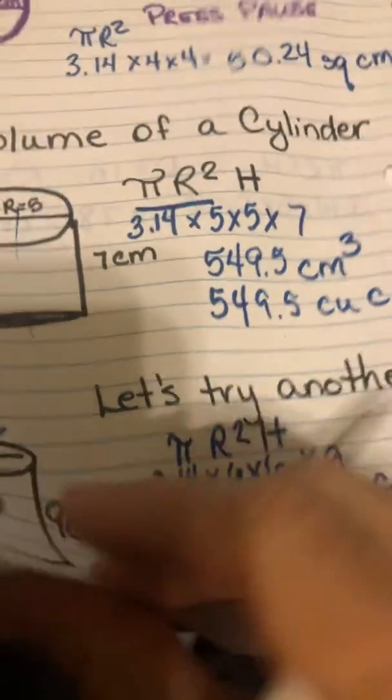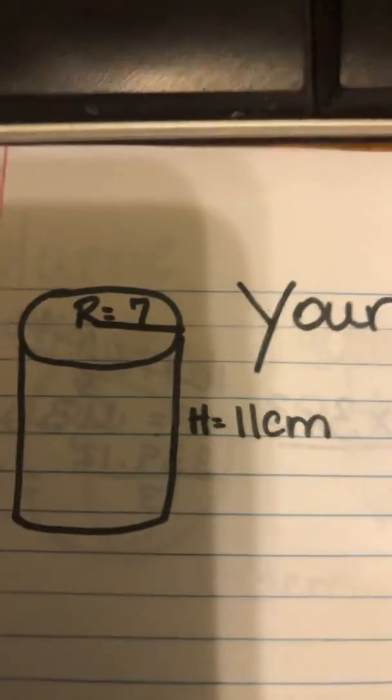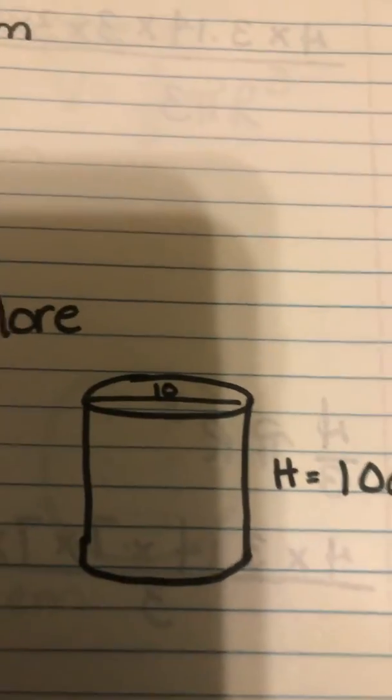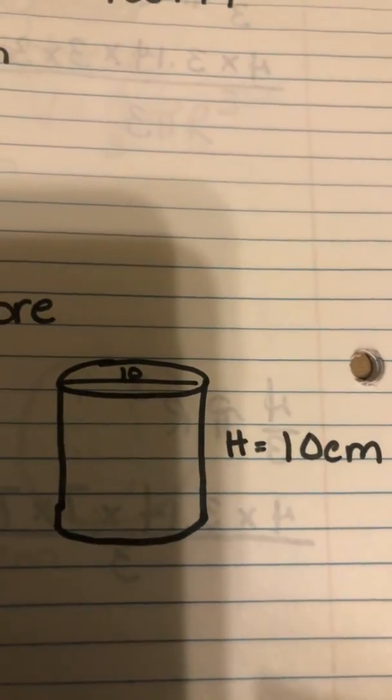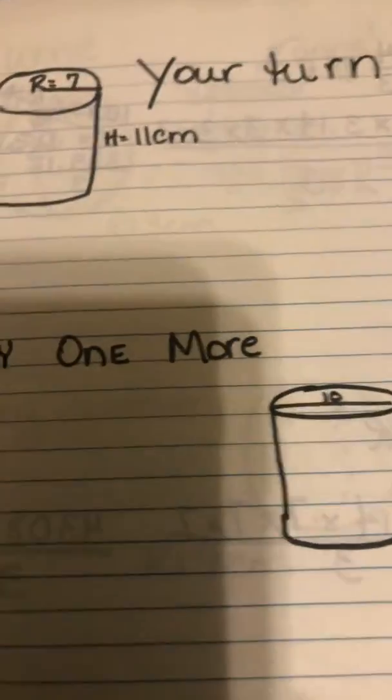All right, so guess what? You've got a couple to do. So I want you to pause the video. I have 2 for you to do. This one, the radius is 7 and the height is 11. And this one, be careful, it says that the diameter is 10 and the height is 10. So go ahead and do those, pause the video, and I'll see you back here.